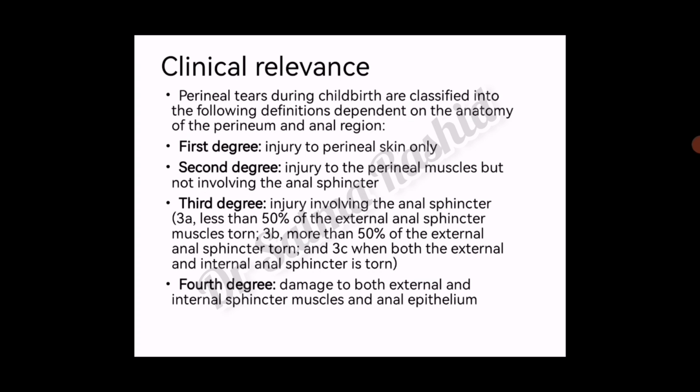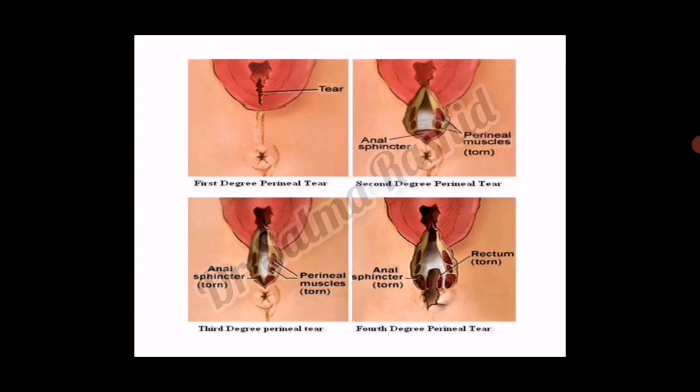In fourth degree, there is damage to both the external and internal anal sphincters and the anal epithelium is also involved. Here you can see the fourth degree tear.